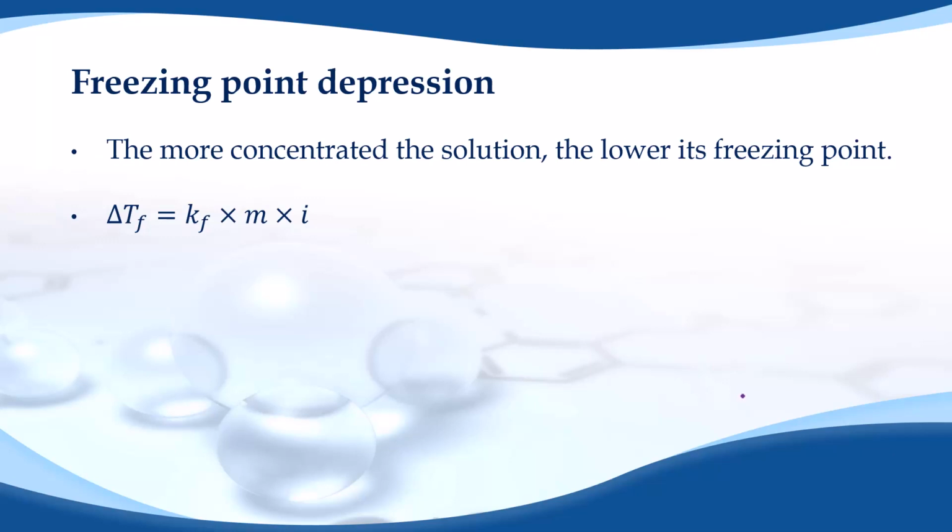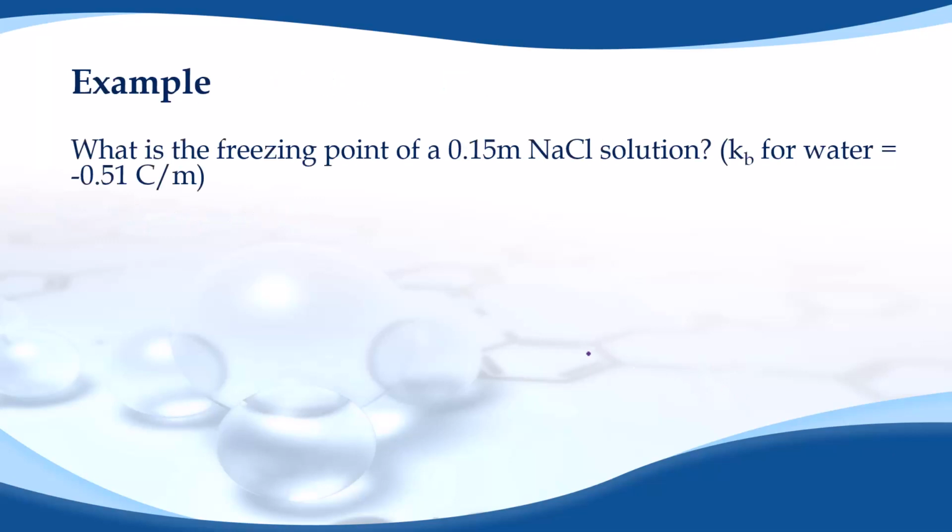So as a quick example, what happens to the freezing point of a 0.15 molal sodium chloride solution? Kf is negative 0.51. Well, the change in freezing point is Kf times m times i. So Kf is negative 0.51. The molality is 0.15. i is equal to 2 because sodium chloride will break into a sodium ion and a chloride ion. I plug in, I get a freezing point change of negative 0.153 degrees Celsius.